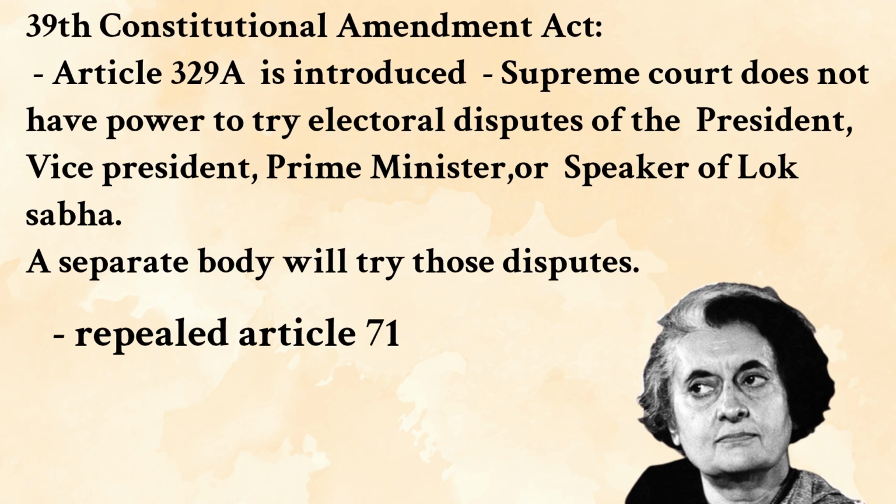39th Amendment Act introduced Article 329A, which says that the Supreme Court does not have power to try electoral disputes of President, Vice President, Prime Minister, and Speaker of Lok Sabha. A separate body will be constituted to try those disputes. In addition, the amendment also removed Article 71 from the Constitution. The Supreme Court was not able to try the case of Indira Gandhi after this constitutional amendment. The objective of the amendment was very clear, that Indira Gandhi wanted to continue as Prime Minister and hence passed an amendment to nullify the judgment of the court.